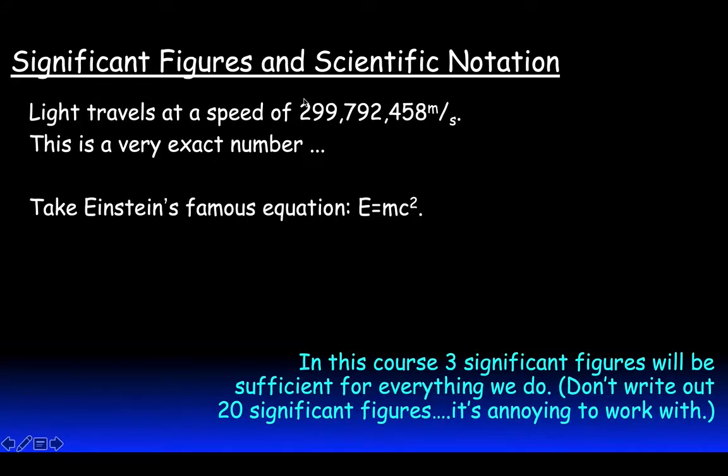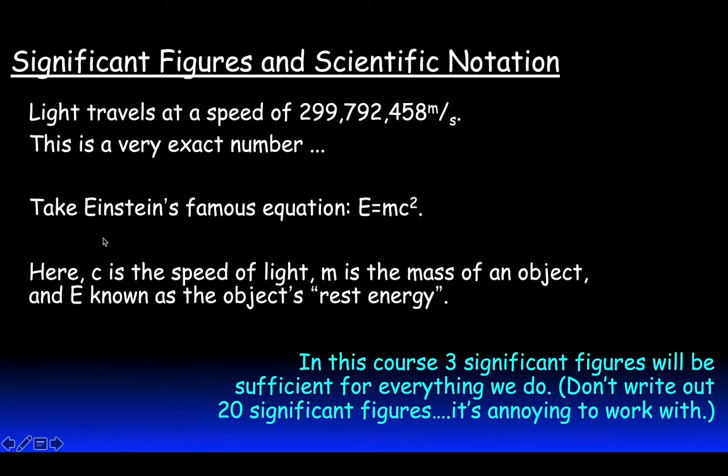So to demonstrate this idea, let's take Einstein's famous equation E equals mc squared. Now, let's not worry about what this equation really means or the significance of it. Let's just plug in the speed of light and see what happens. So in this equation, c is the speed of light. So we'll take a number that is the speed of light and square it. M is the mass of an object that we're considering, and E is the object's rest energy. So it's kind of, if I were to hypothetically turn all of that object into pure energy, how much energy would I get out? This equation tells me that.